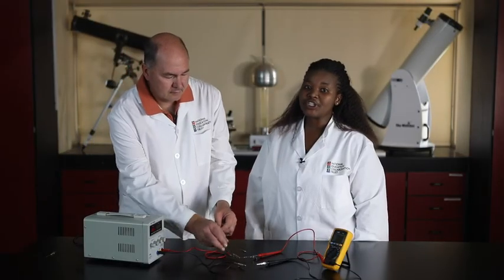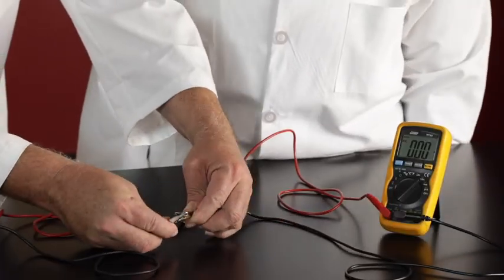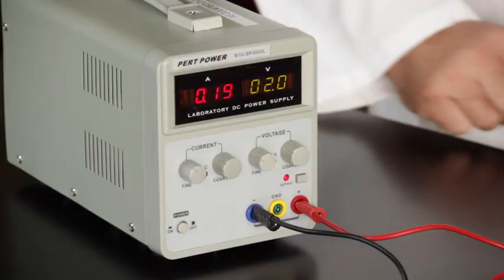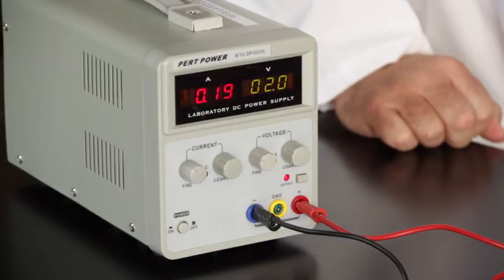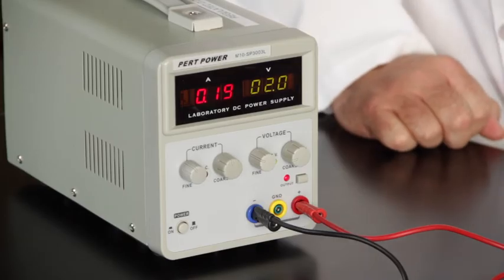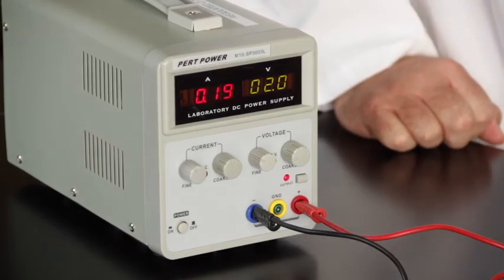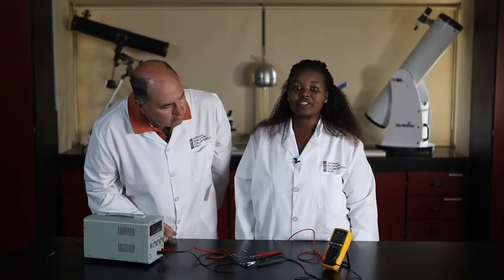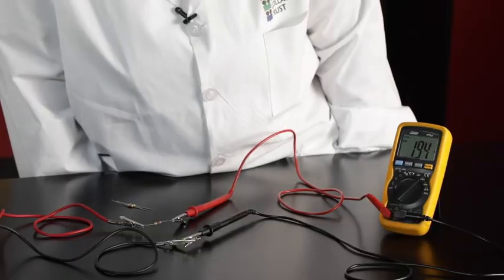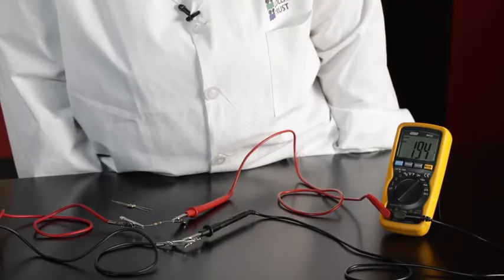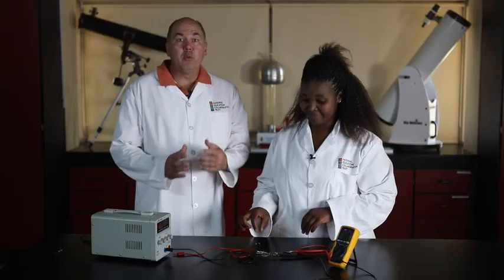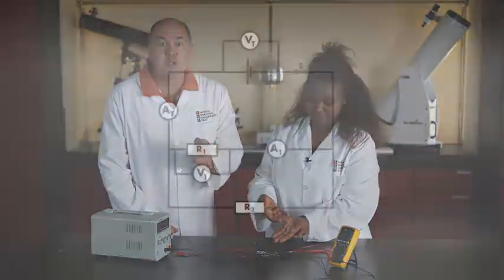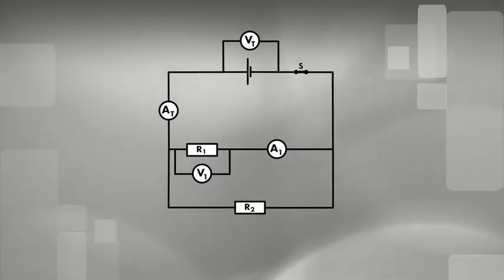Let's begin taking results for part 2, resistors in parallel. For one resistor, the voltage across the terminals of the resistor and the power pack is 2 volts. The current through the power pack is 0.19 amps, the total current passing through in the circuit. And the current through resistor 1 is 0.194 amps.